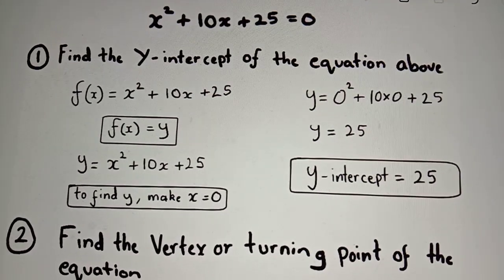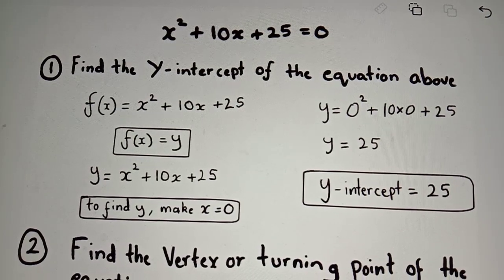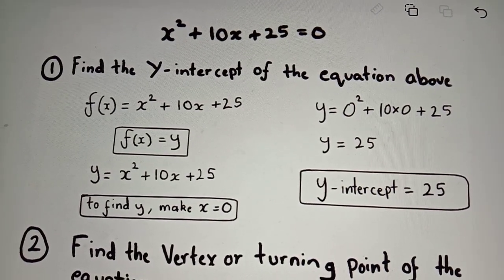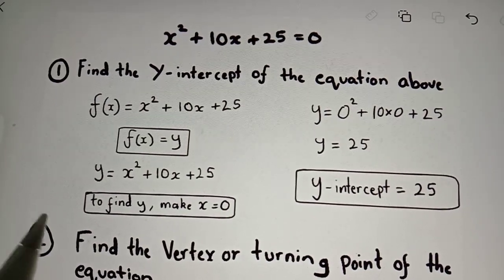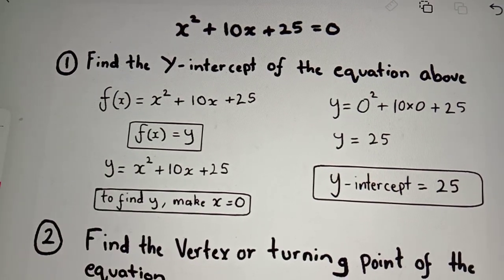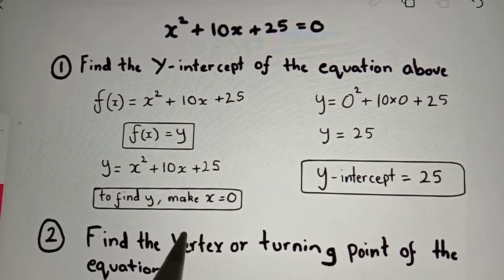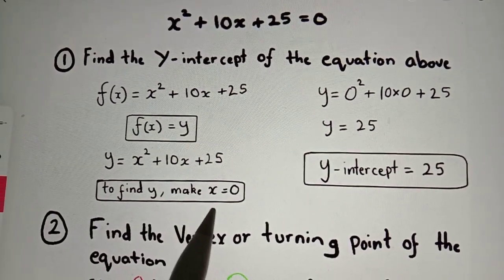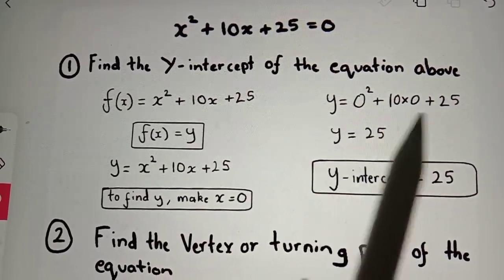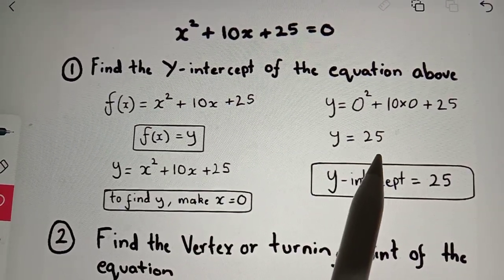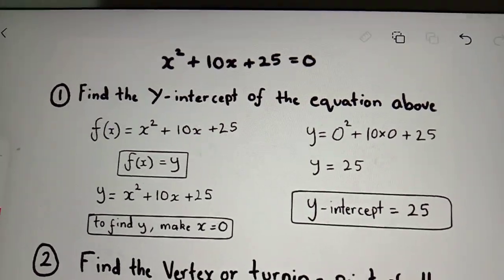Let's consider f(x) equal to x squared plus 10x plus 25. f(x) is nothing but the function of x. f(x) is just equal to y, as you can see here. So if we solve the equation and make x equal to 0, we can substitute the x value of 0 and you'll get the y value as 25. And as you can see, the y-intercept is 25.